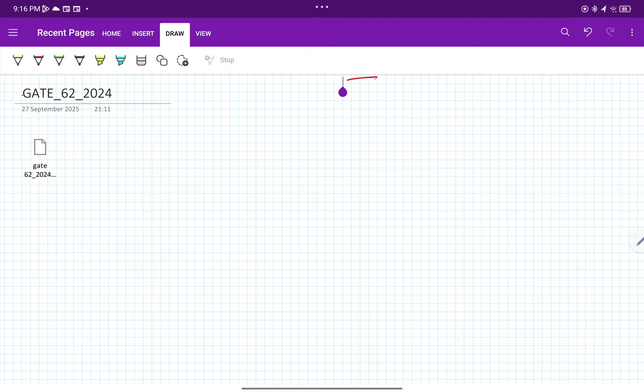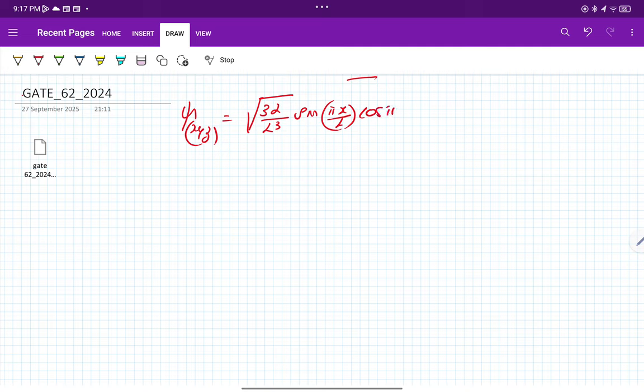We'll write the equation once again, which is psi(x,y,z) equal to the normalization constant root of 32 by L cubed, times sin(pi x by L), then cos(pi x by L), then sin(2 pi y by L), and the next one is sin(pi z by L).